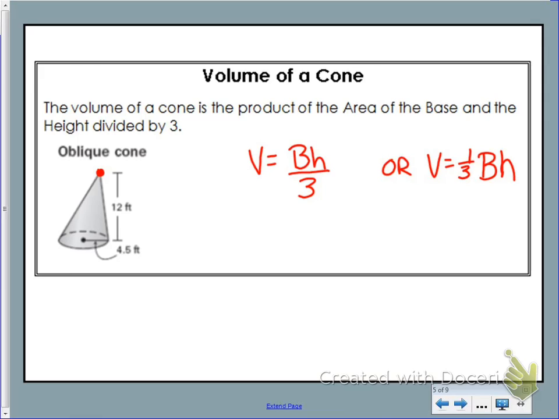Again, I prefer the 1/3 area of the base times the height. And capital B is the area of the base. And H again is not the slant height, that would be L. This is the height of the figure.